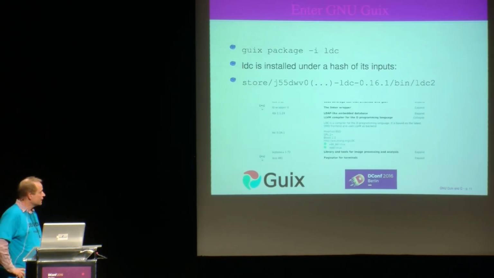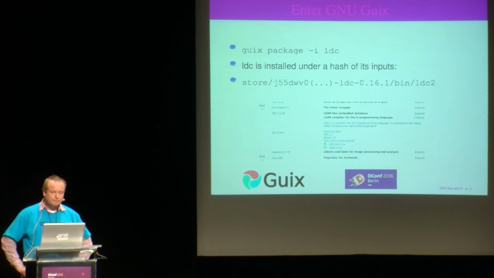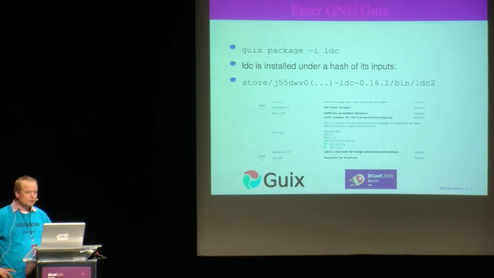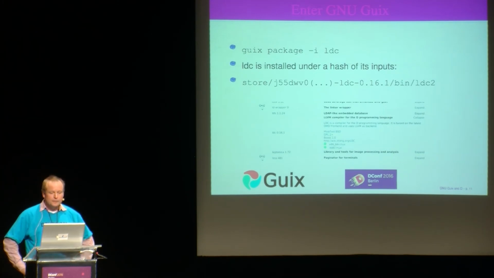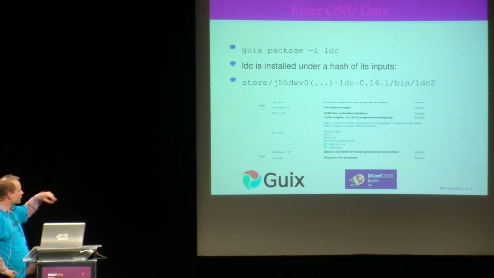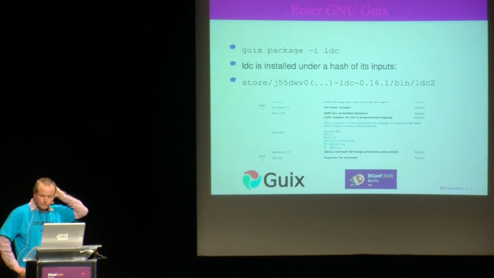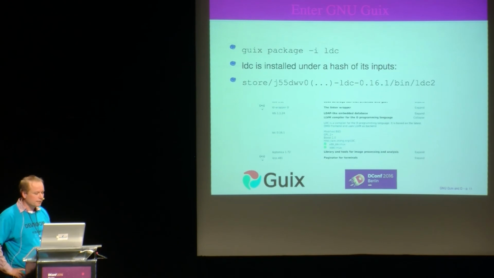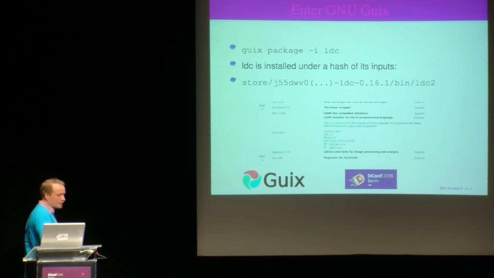So GNU Guix is really based on that principle. When you do something like guix package install LDC, it will install it in the store, and the store essentially is isolated by the checksums. So J55 is a checksum, then you got the LDC compiler and the bin and LDC2, right? And if you go online in the Guix package list, you can see that it's actually green, so it's building.